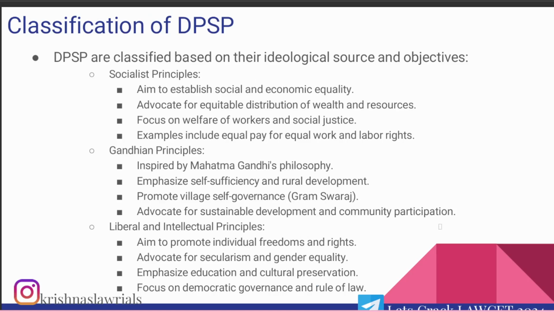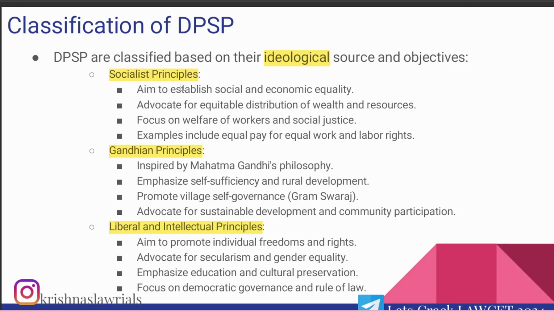Classification of DPSPs is mainly done on these three bases, that is, socialist principles, Gandhian principles, and liberal and intellectual principles. So this is something like ideology, a kind of ideology working on these objectives. So we'll be seeing one by one.